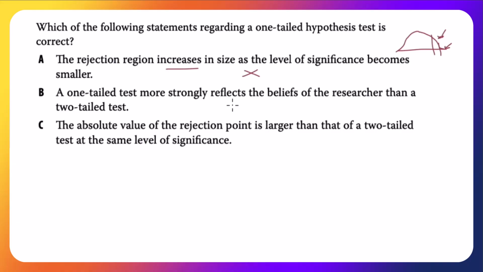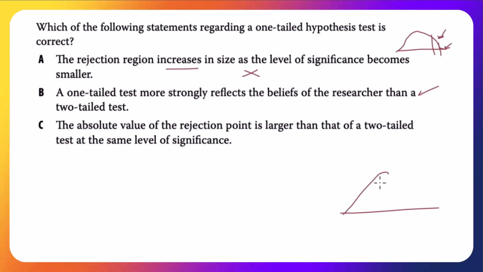A one-tailed test more strongly reflects the beliefs of the researcher than a two-tailed test. Yes, it does. Let me put it in words. Let's say we're testing for equality versus no equality. What we're saying is, look, I don't know what the real value is, but I know it's not that. Whereas if we're testing a one-tailed, we're saying it's not that value, it's going to be something greater. I have an opinion of where it is. It's going to be greater or it's going to be less, as opposed to saying, look, I don't know what it is, I just know it's not that. So yeah, it's a stronger statement than saying it could be higher or lower, I don't know, but I know it's not that. The absolute value of the rejection point is larger than that of a two-tailed test at the same level of significance.